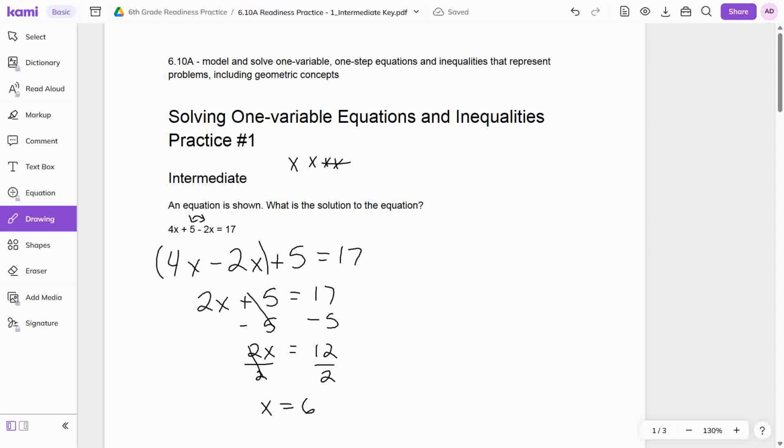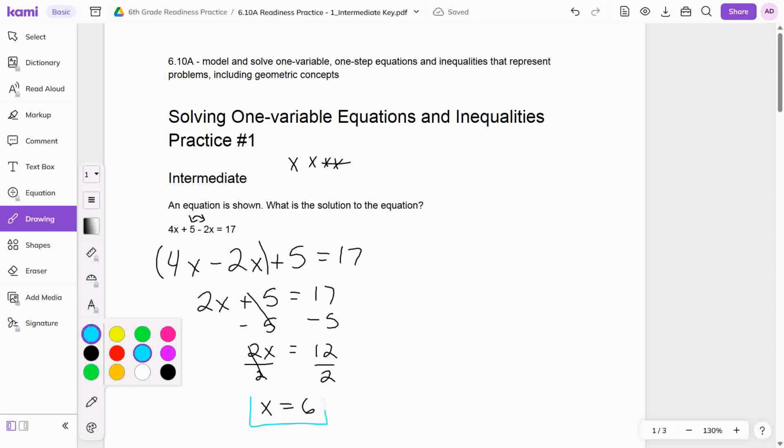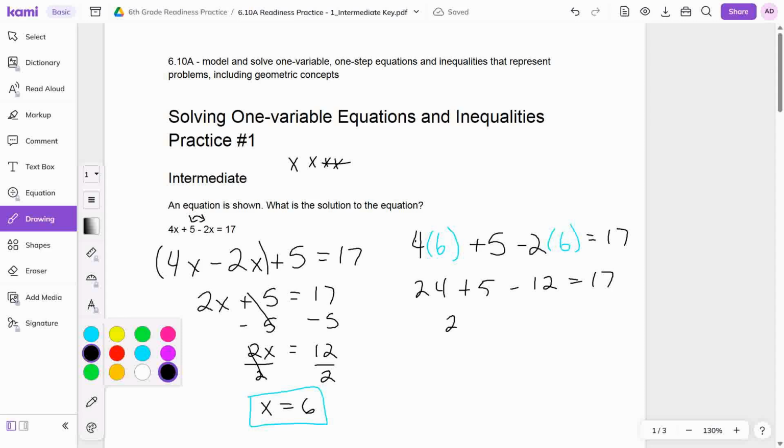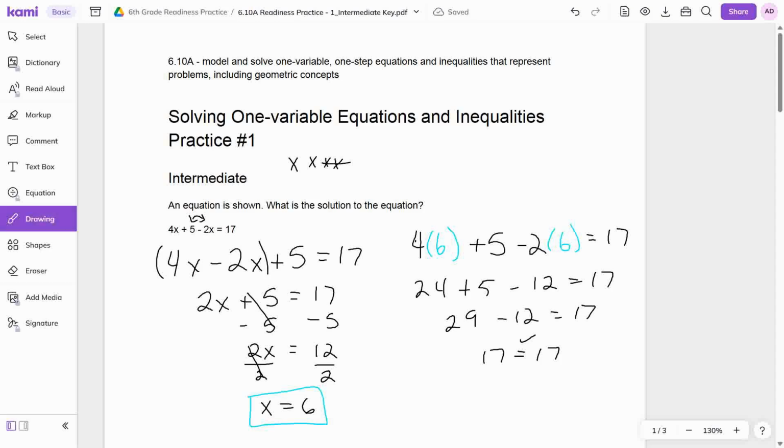Now, I think x equals 6. Before I just move on, I always need to check. So let's do 4, and I'm going to put a 6 back in there, plus 5 minus 2, and let's get our 6 back in there, and that equals 17. So we can always use substitution to double check our work. So 4 times 6, 24, plus 5 is 29, minus 12 equals 17, and yes, 17 does equal 17, so x is going to equal 6.